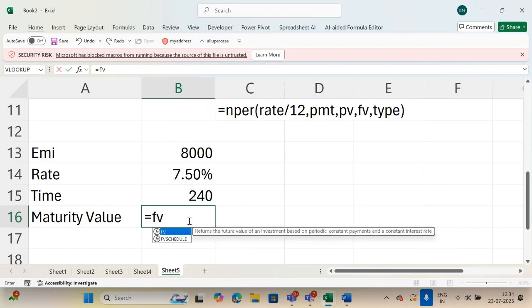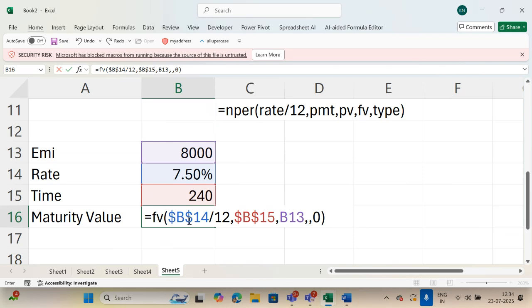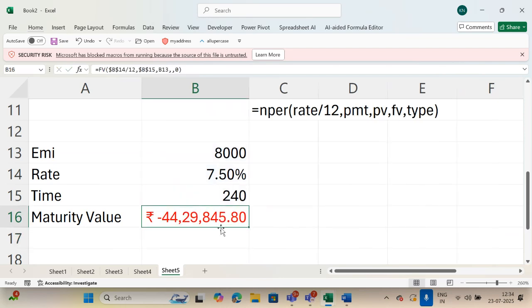So for FV, rate again divide by 12 because the annual rate is there. So I will pay the monthly installment. NPER is this, comma, PMT is this, comma. See how much amount I will get. 44,29,845. If you wish, then you can make the schedule.